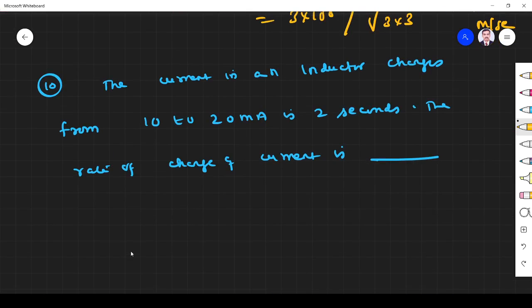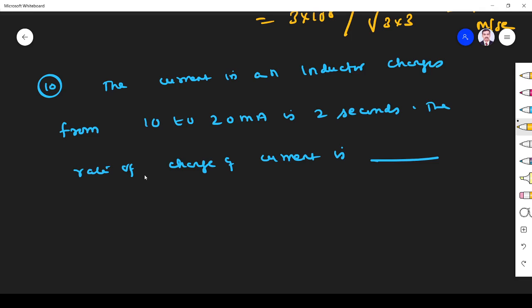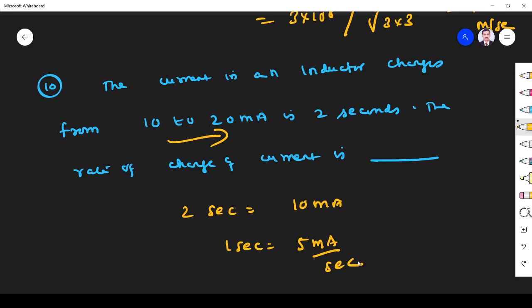Next one, the current in an inductor changes from 10 to 20 milliampere in 2 seconds. The rate of change of current they are asking. In 2 seconds, current changes by 10 milliampere, because 10 to 20 it is changing. So in 1 second, it is 5 milliampere. So the answer is 5 milliampere per second.